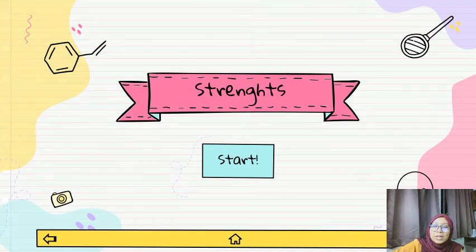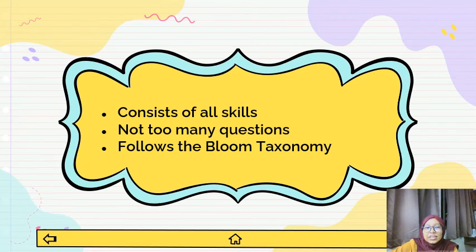All right, now let's move on to the strengths of the test items that I have prepared. I stated here that it consists of all skills. Yes, I integrate all skills from reading, writing, listening, and speaking. As I explained before, I want to assess all these skills in my students, because I also need to test their skills for the school-based assessment too.